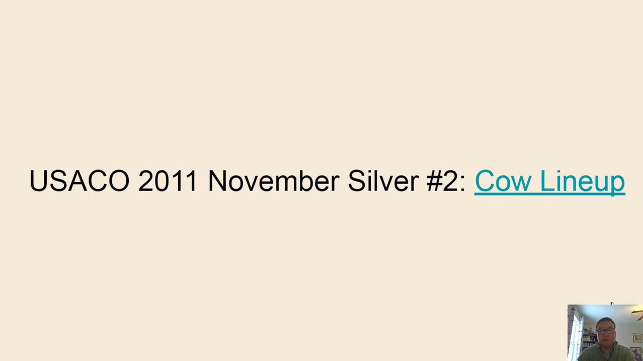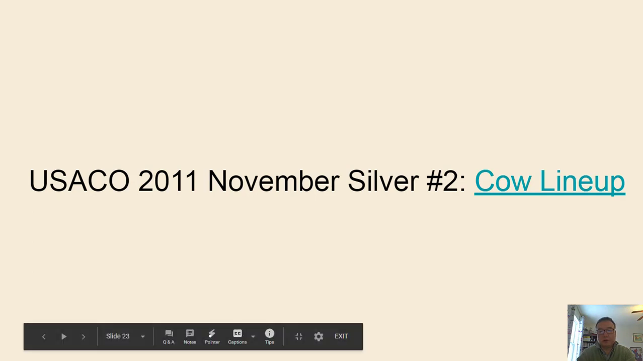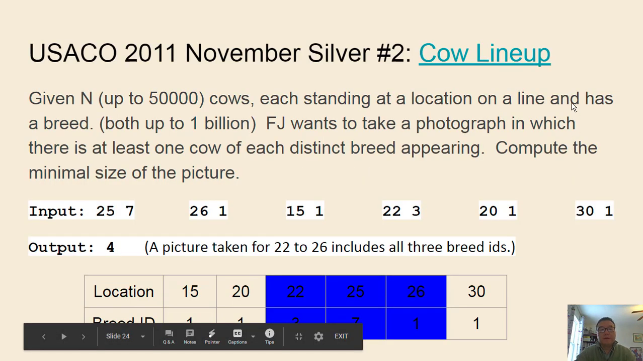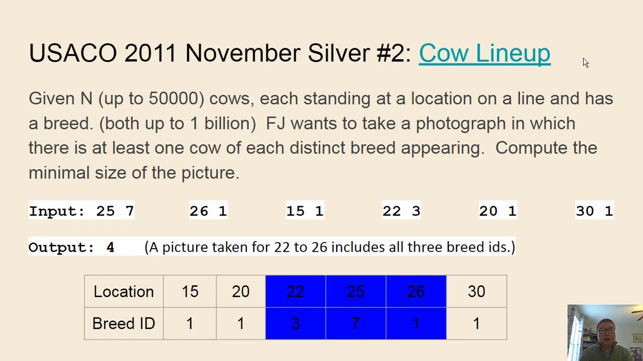The example problem I chose is a problem from USACO called the Cow Lineup. And this is the problem description. We are given n cows, each cow standing at a location on a line, and each cow also has a breed number. So we have a single line, and at different positions there are cows, and the location can be up to 1 billion, and the breed of the cows can also be up to 1 billion.